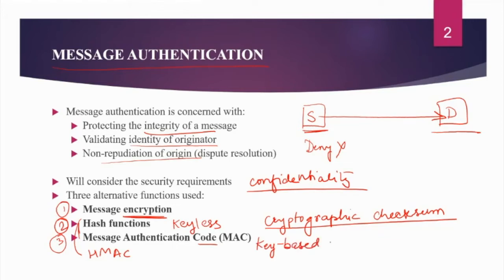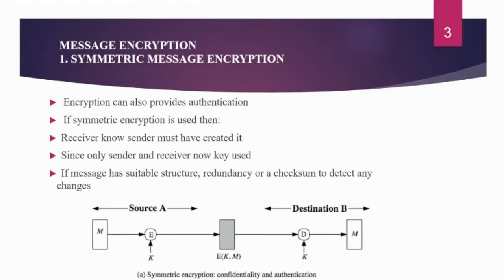Let's see how these three different methods can be used to achieve message authentication. First, let me take you through message encryption. We have already covered encryption techniques in detail. So let's see how symmetric message encryption can provide us authentication as well. Symmetric key encryption is based on a single key used for encryption and decryption.